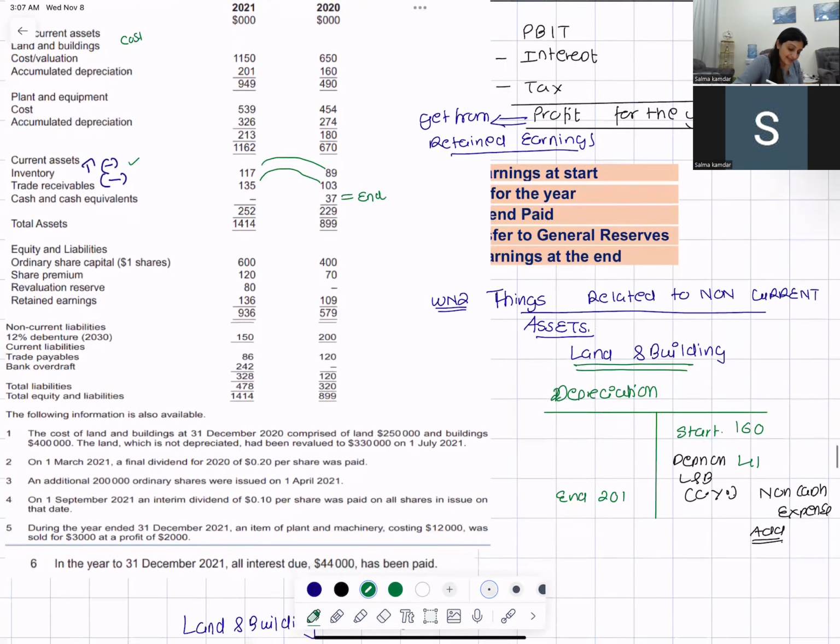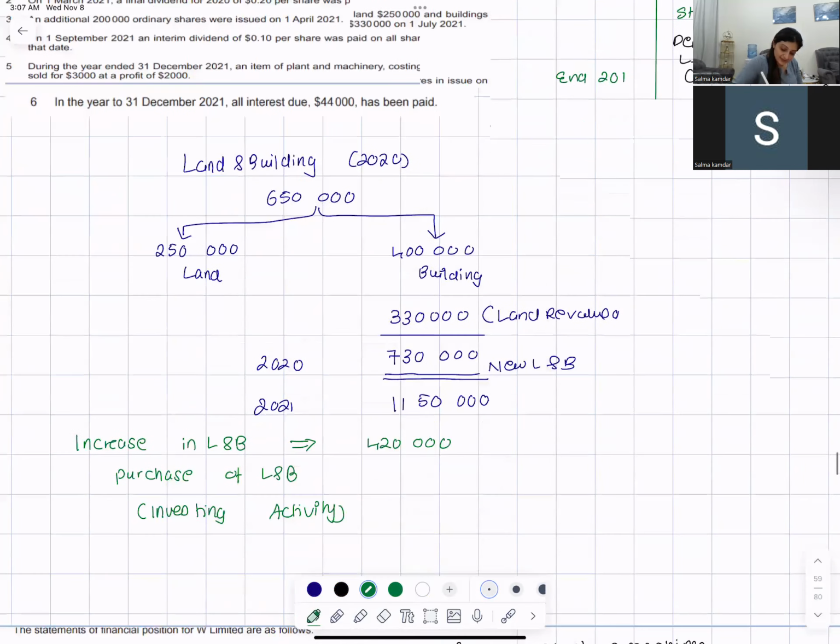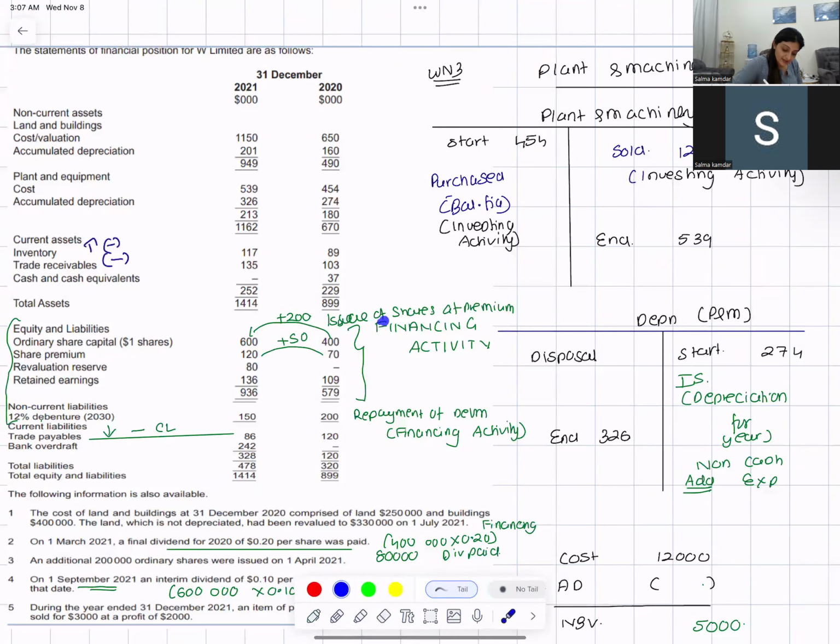You have your equity and liability section. If you see over here, your ordinary share capital has increased from 400 to 600. This means that there is an issue of shares from 400 to 600. That means 200 shares are issued. Issue of shares is a financing activity.